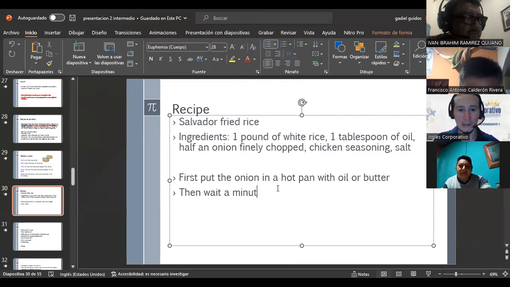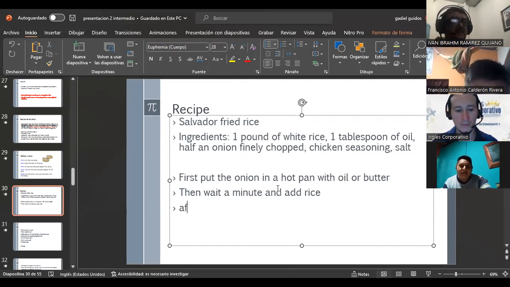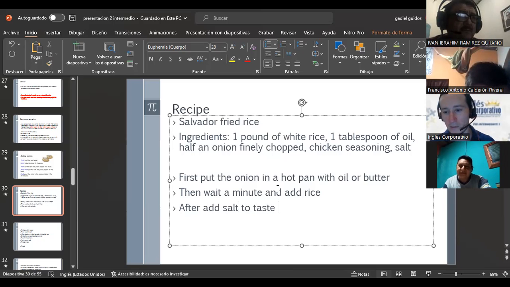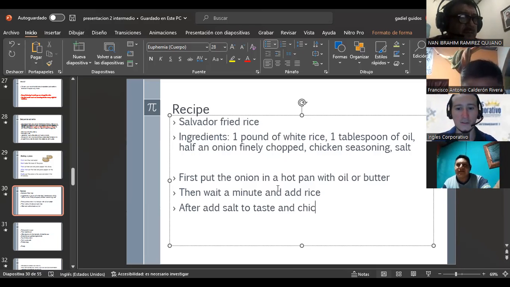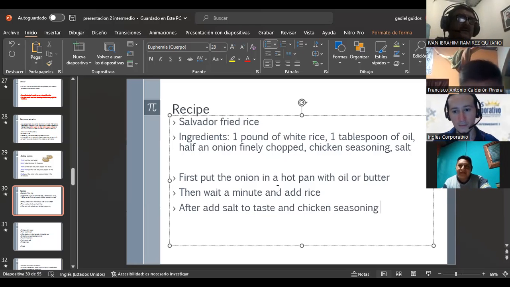Wait a minute. In the rice. After, salt to taste. Taste, okay. And chicken seasoning, yes, we said seasoning. Next, cover the saucepan.